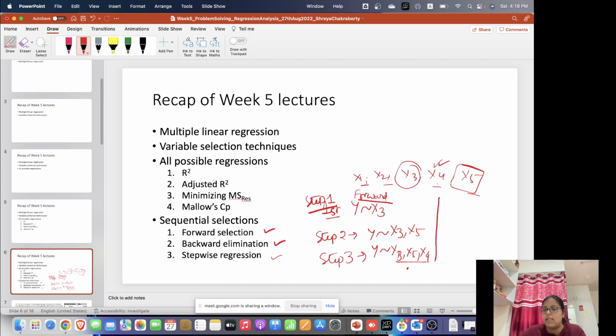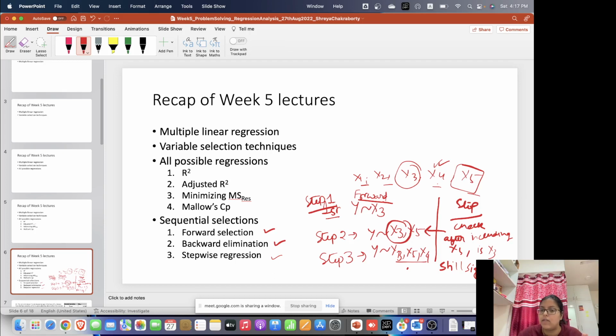What we are not doing here is that once we have included x3, it may so happen that when we are including x5, x3 is no longer remaining significant. So in stepwise, we are checking at each step that after including x5, is x3 still significant? This question we are asking repeatedly. If, when x3 is there and again I am selecting x5, x3 is not having any significance, then we are removing this one. So this is the basic difference between stepwise and forward.